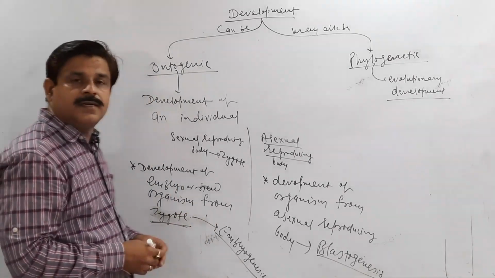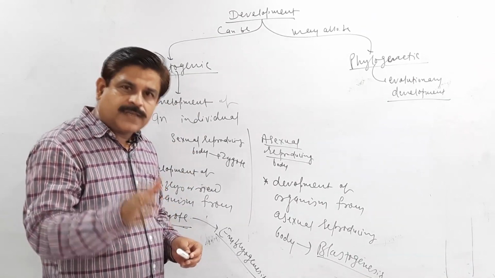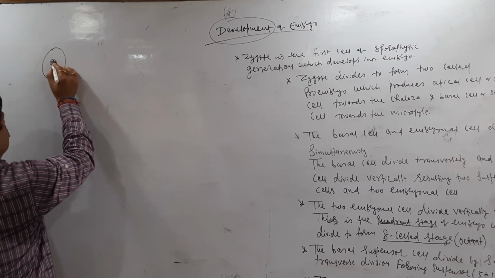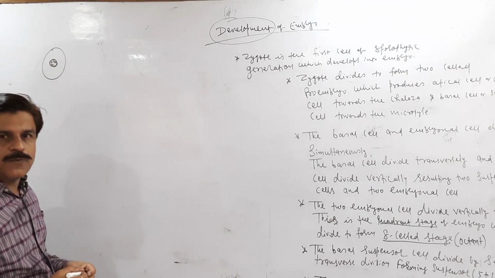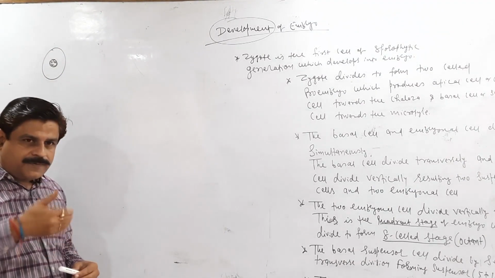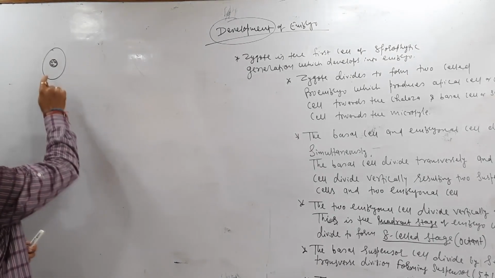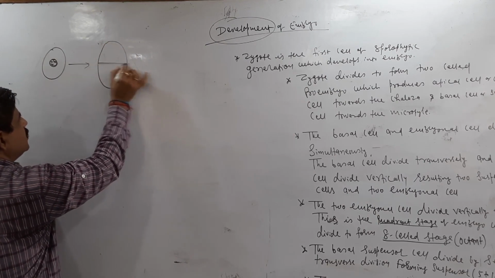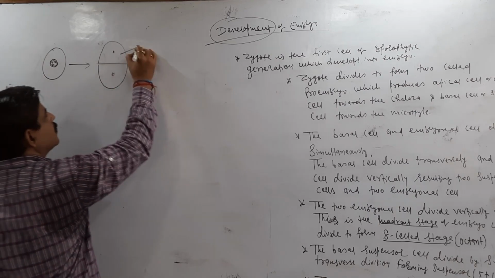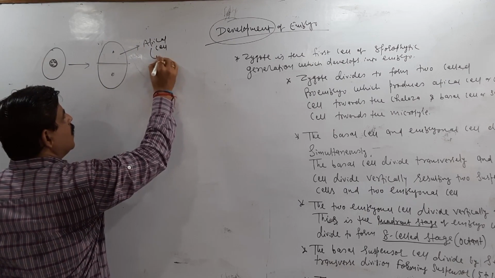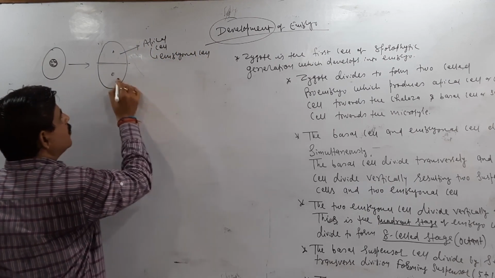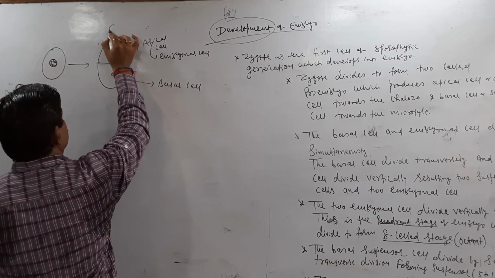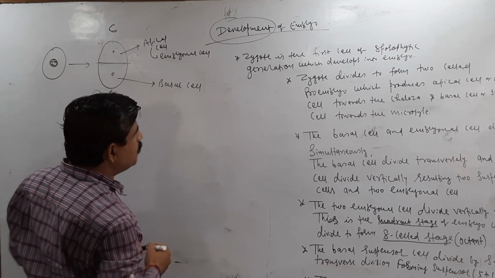Now we are going to start development of embryo from sexual reproducing body, that is zygote or fertilized egg. Zygote, which is diploid, is the first cell of the sporophytic generation, because we know after fertilization sporophytic generation starts. Now the zygote divides transversely. First division is transverse into two cells. The upper cell is called apical cell or embryonal cell, and the lower cell is called basal cell. The apical cell is towards the chalazal end, and the basal cell is towards the micropylar end.